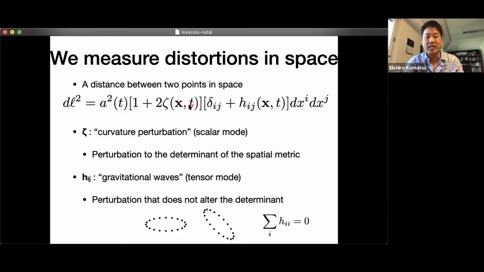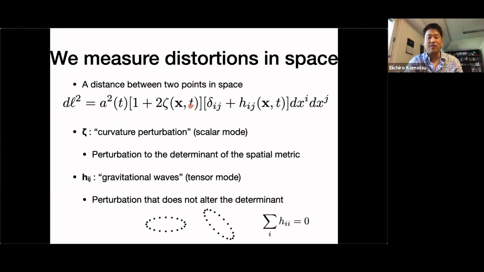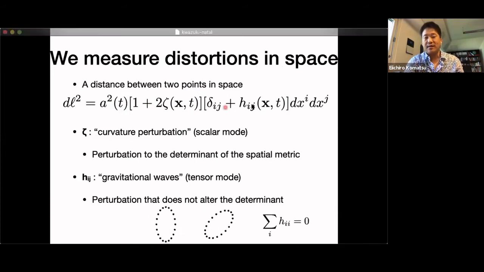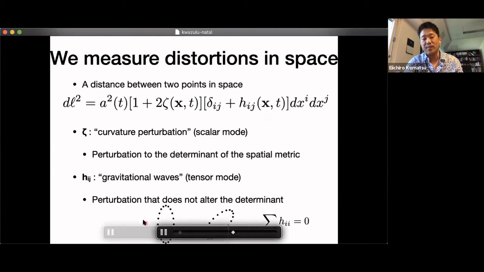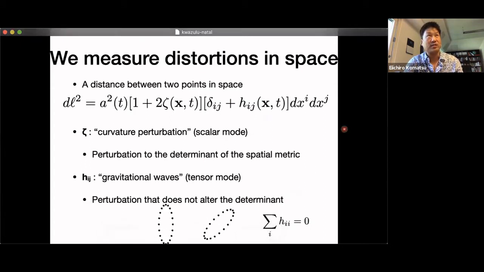So this changes volume, right? This changes the volume or area, therefore this changes the density. This one here is constructed so that it doesn't change the determinant. Therefore, it's a transverse traceless metric tensor which would not alter density. That's why it's special. It's an anisotropic distortion between points, between distances in 2 points.